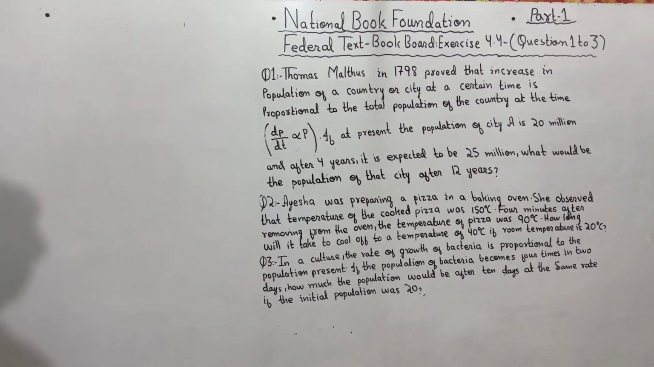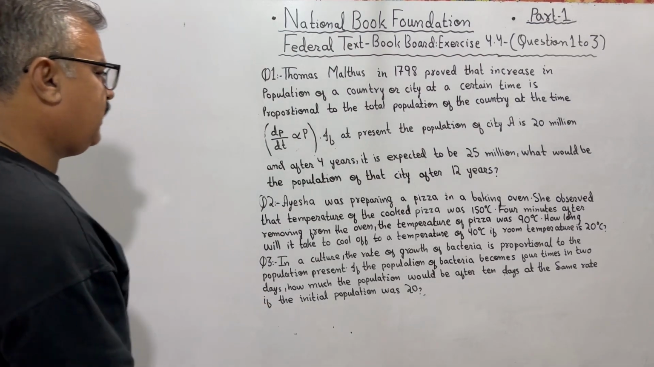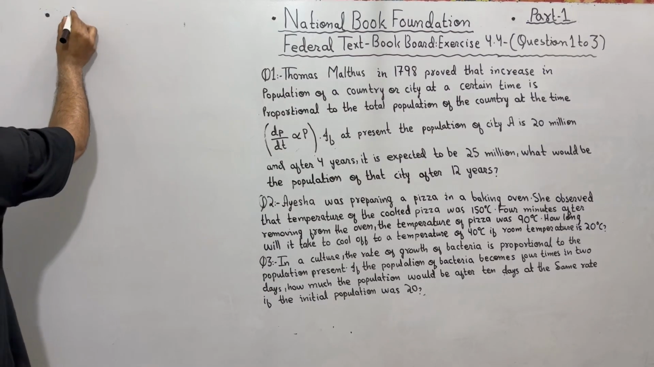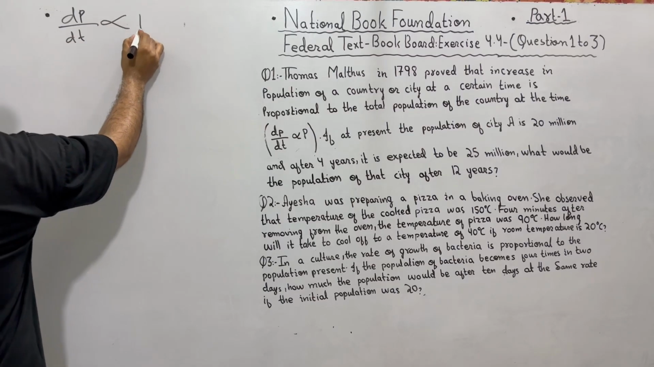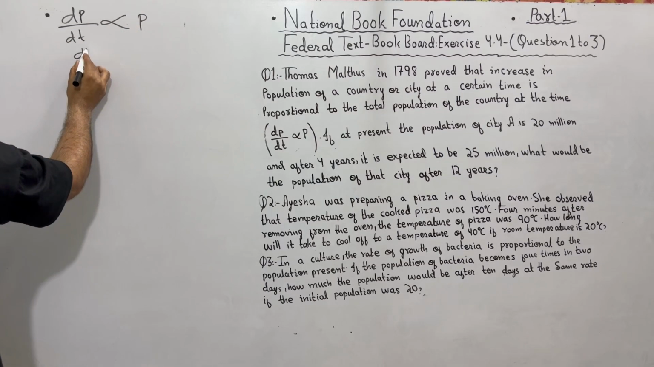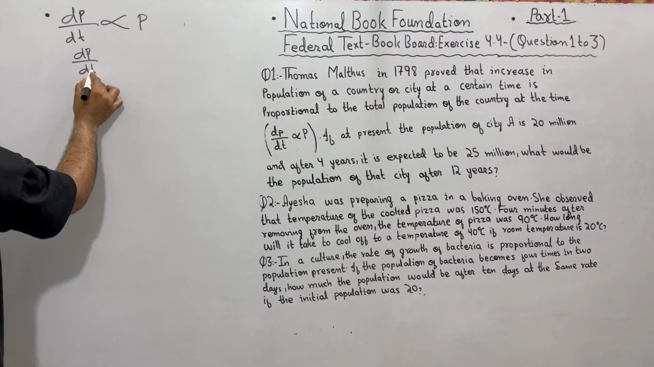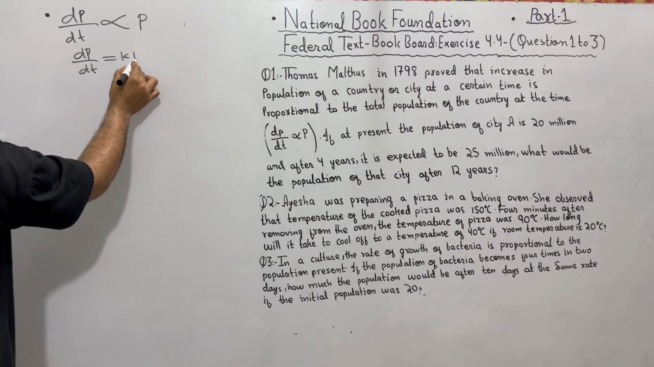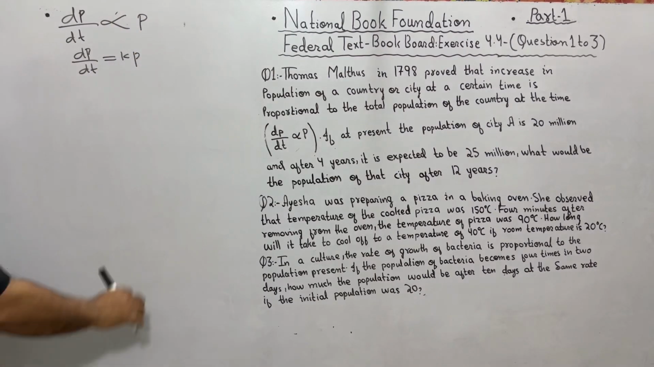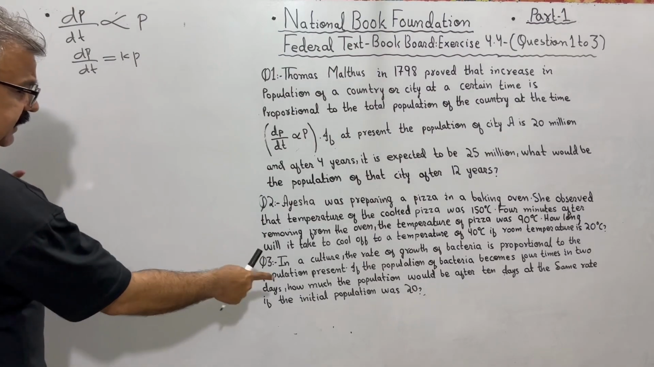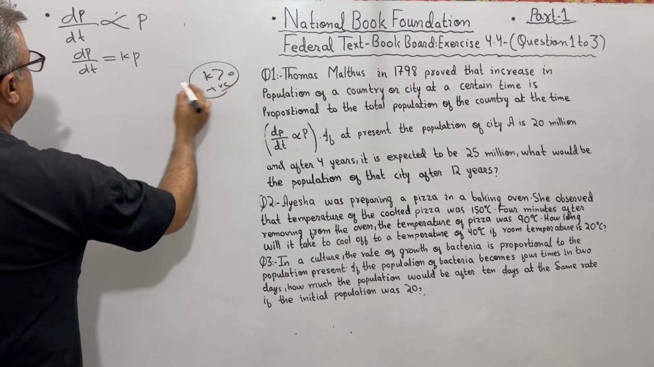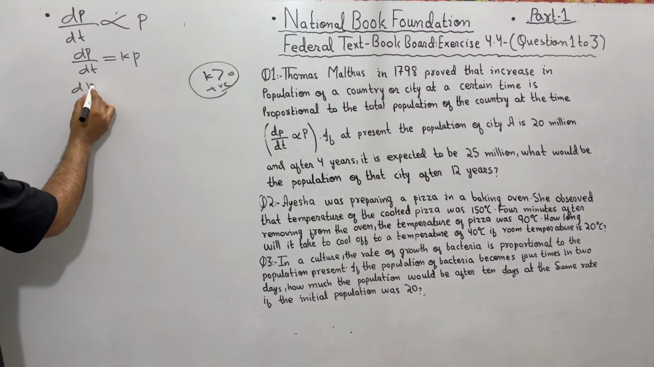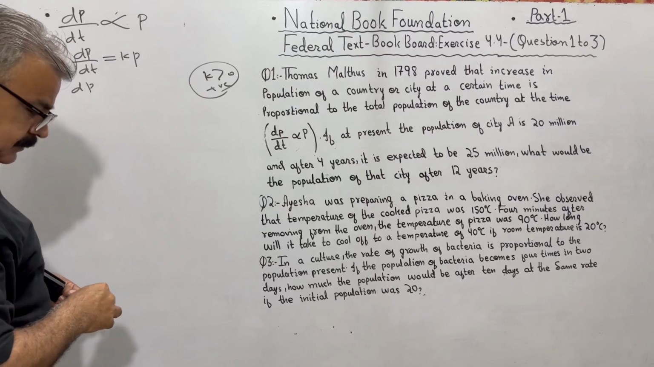In a culture, the rate of growth of the bacteria is proportional to the population present. Same: the change of the population with respect to time is proportional to the population present. dP over dt, we have already done. Take ahead, introduce a constant of proportion, that is k. In that case, if it is an increase, k must be greater than 0, which means k positive. Separate the differential equation.